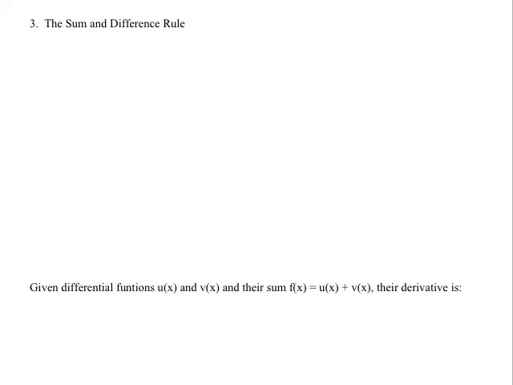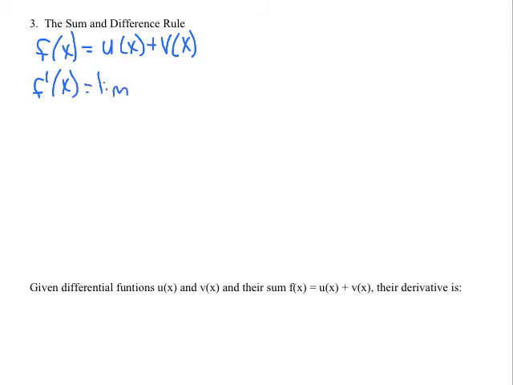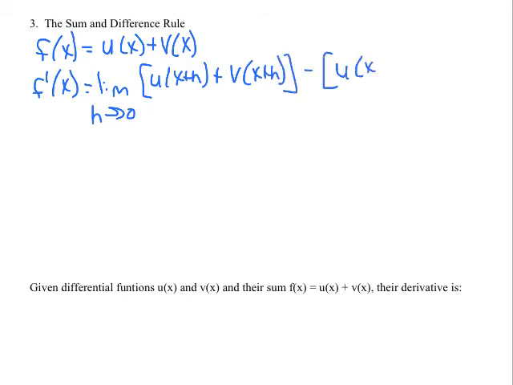Next is deriving the sum and difference rule. If I start with a function, f of x, and that's equal to the sum of two separate functions, u of x plus v of x, and I use the definition, f prime of x is going to be the limit as h approaches 0 of u of x plus h plus v of x plus h minus u of x plus v of x, all over h. That's the definition.